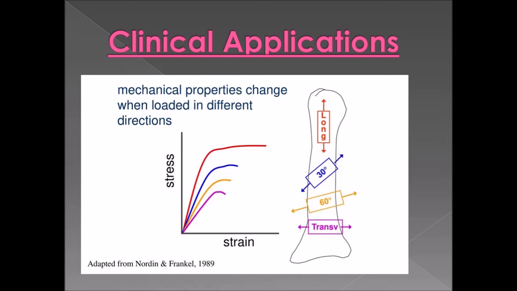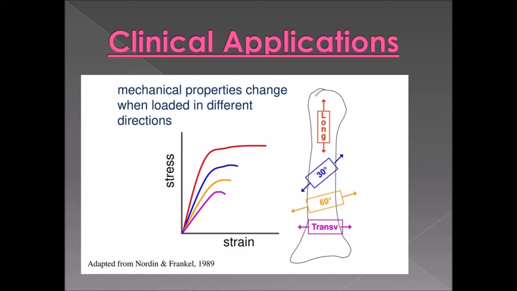Okay, so we can say that if we apply the load longitudinally, then the bone will reach its failure point only after deforming very much. But in transverse loading, the bone will reach its maximum or ultimate failure point before getting that much deformed. So that's why we need to study the anisotropic behavior of the bone.